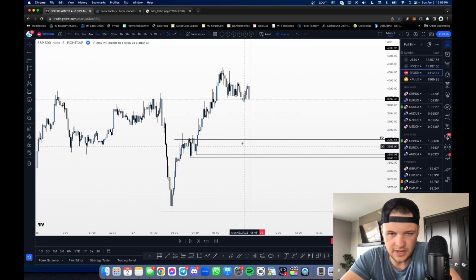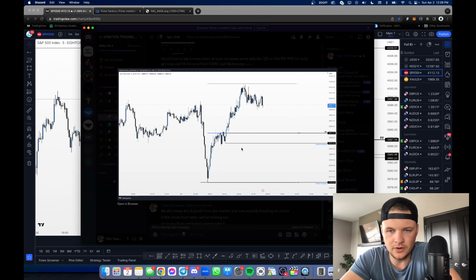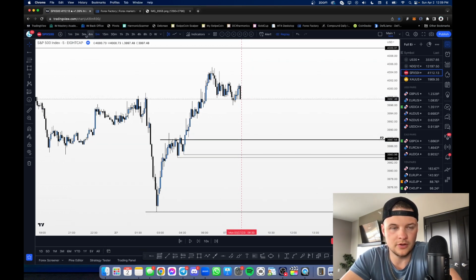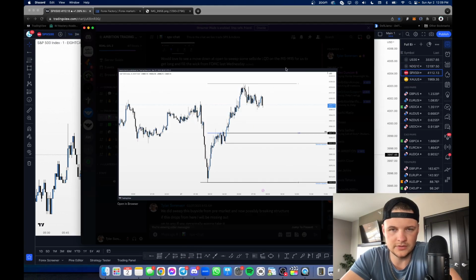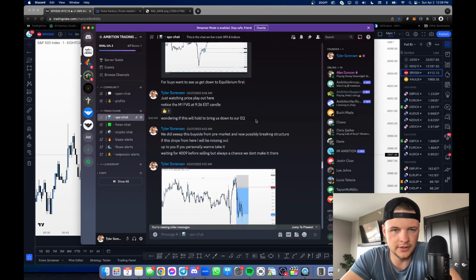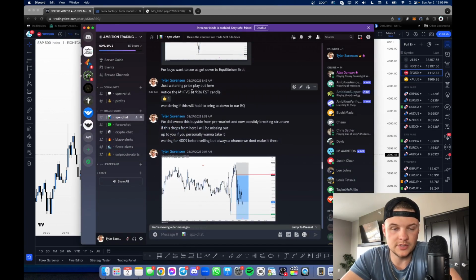I wanted to see price come down, at least tap into equilibrium before getting long, and then ideally we'd get below equilibrium, sweep this sell side liquidity before trying to get in for longs basically. So here's how we end up playing out. So we drop down to the 1 minute, and just so we can stay on pace here with the way everything was called out, just watching price play out here.